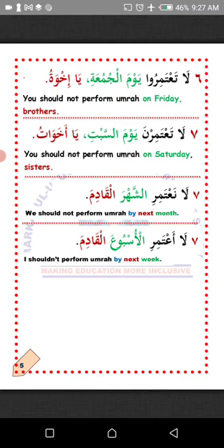ثمانية, number eight. لا نعتمر الشهر القادمة. We should not perform umrah by next month. تسعة, number nine. لا أعتمر الأسبوع القادم. لا أعتمر. I shouldn't perform umrah الأسبوع القادم, by next week. La'alaka fahimt? I hope you understand.